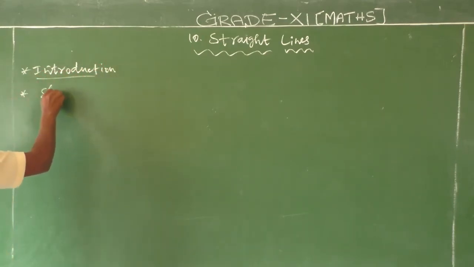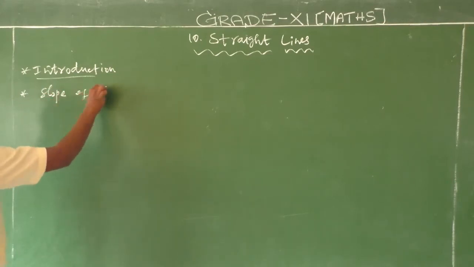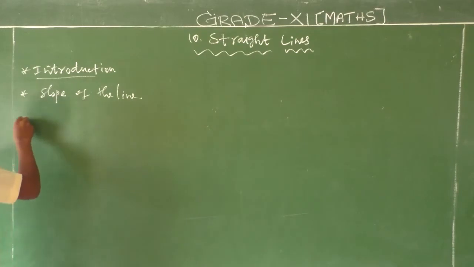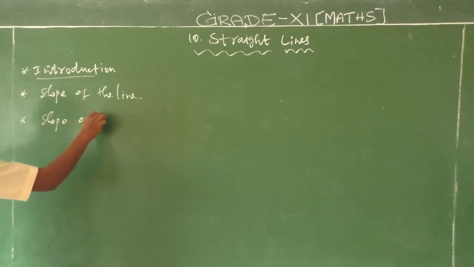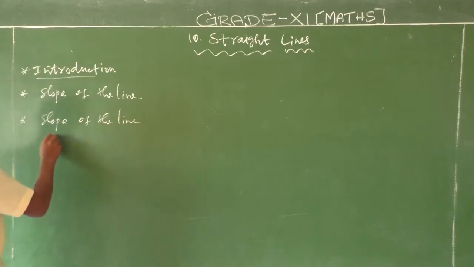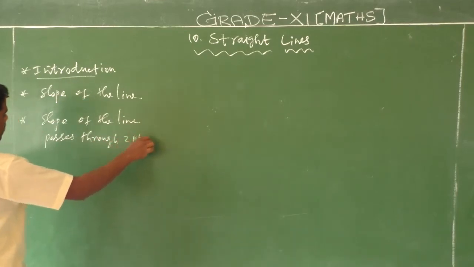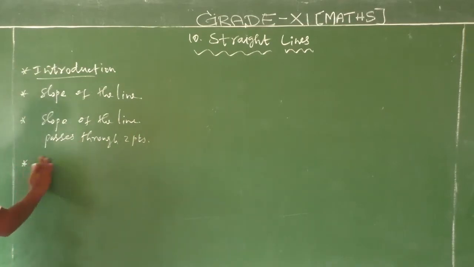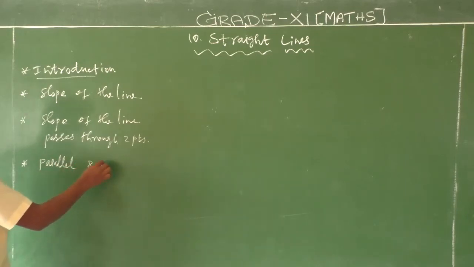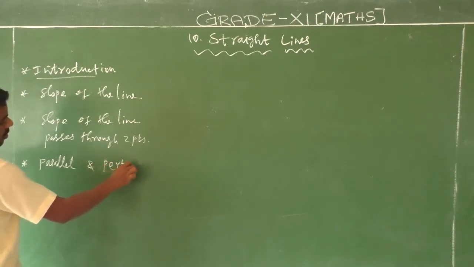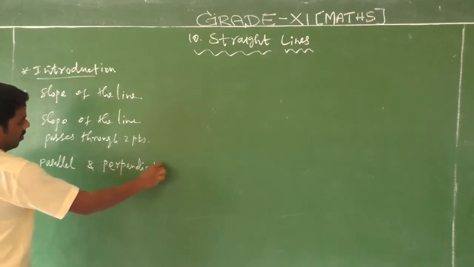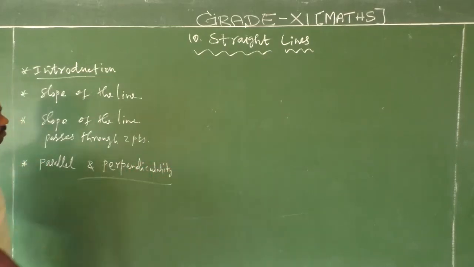And second is slope of a line, the slope of a line passing through 2 points. And parallel and perpendicularity of 2 lines.